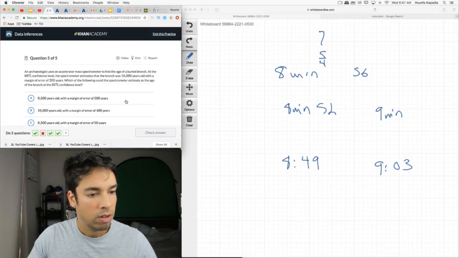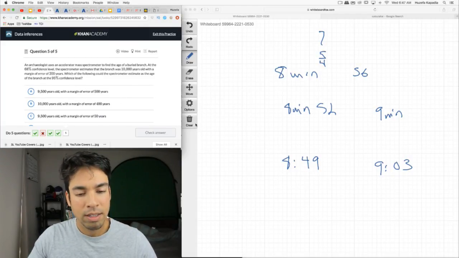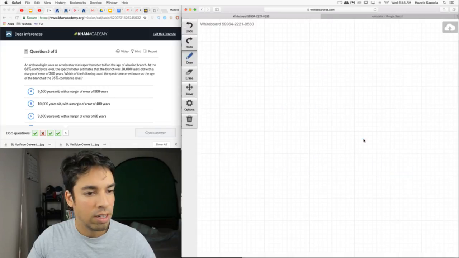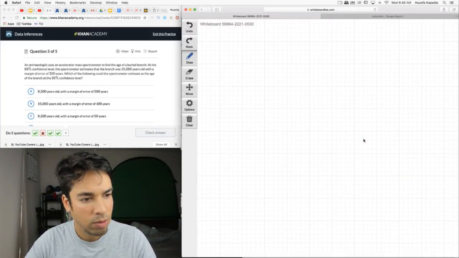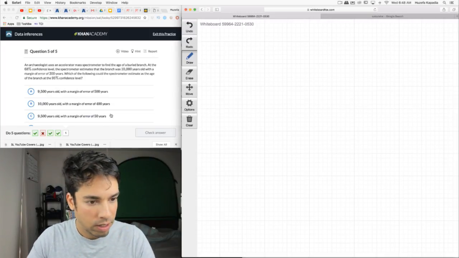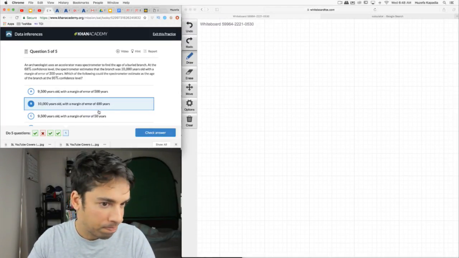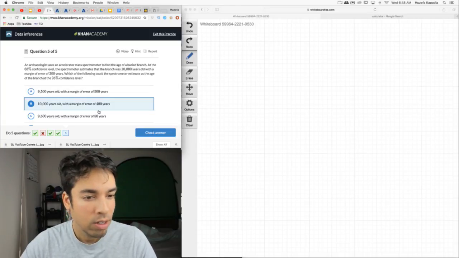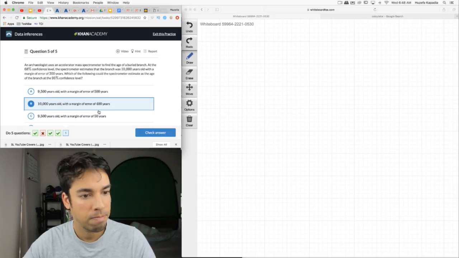Okay. An archaeologist uses an accelerator mass. Oh, wait a minute. This is the exact same problem at the beginning. All right. I think this was the answer. That happens every now and then. So it says, which of the following could estimate? I think this is the same idea, right?